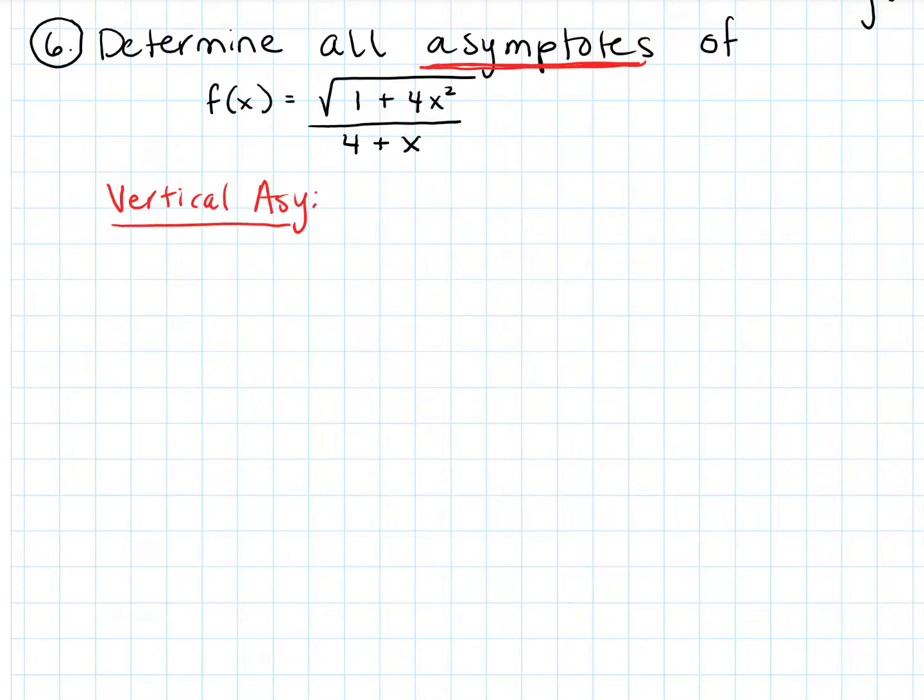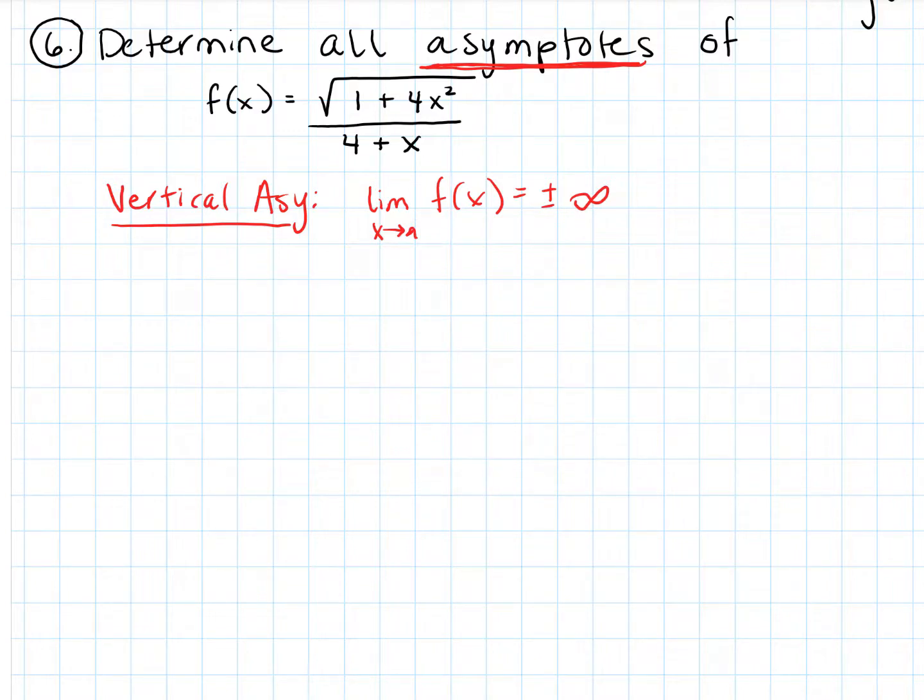And that's where the limit of the function approaches positive or negative infinity, has infinite behavior, and technically this could be just one-sided as well. So we're looking at limits of the function growing or decreasing without bound.